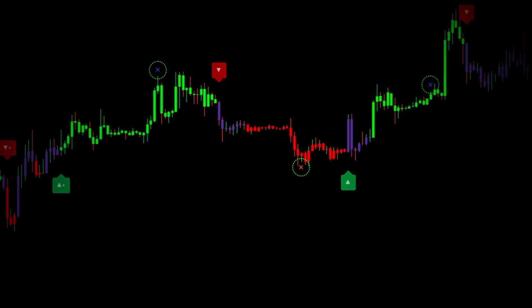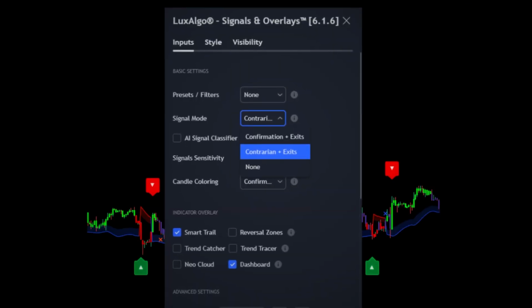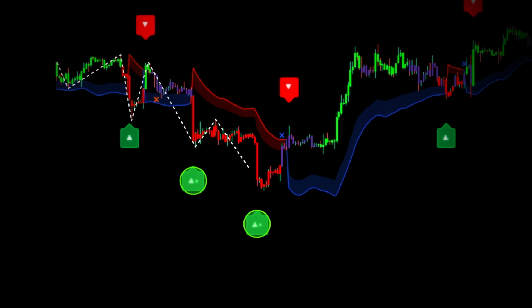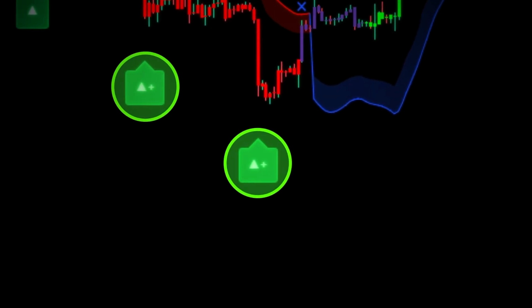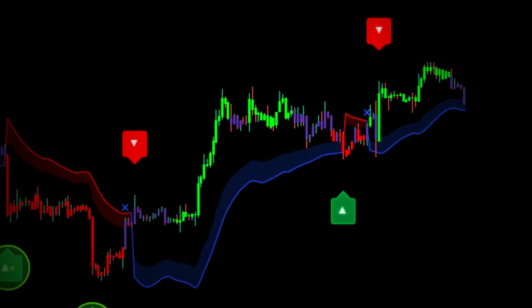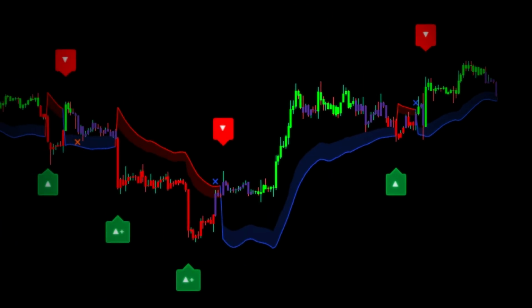These signals aim to exit a position based on a previous confirmation signal at the highest possible price to get you the best P&L. But what about contrarian signals? Contrarian signals actually go in the opposite direction to the current market trend. So if you aren't much of a trend follower and like to catch reversals at tops and bottoms, then this mode is the one that might suit you better.